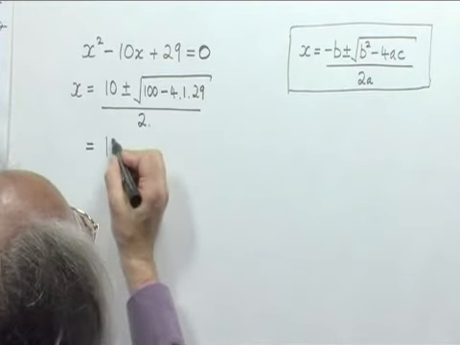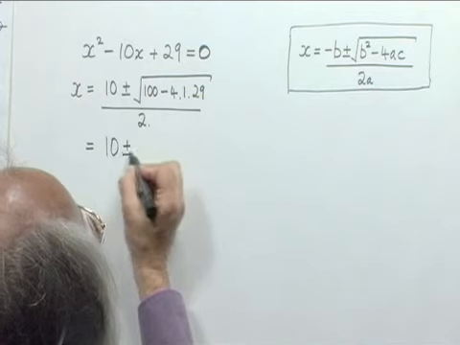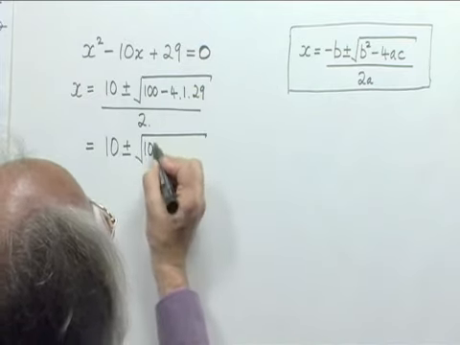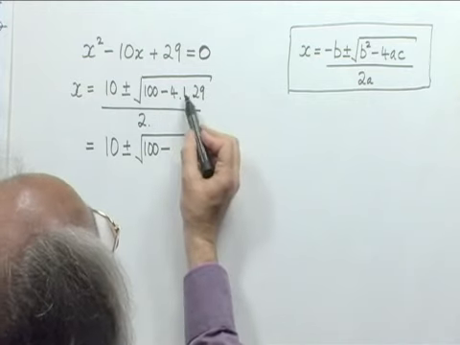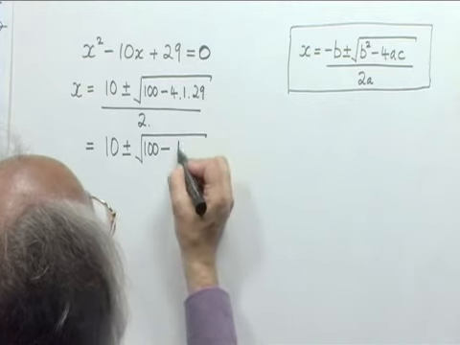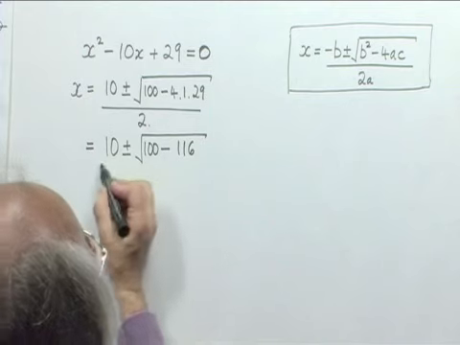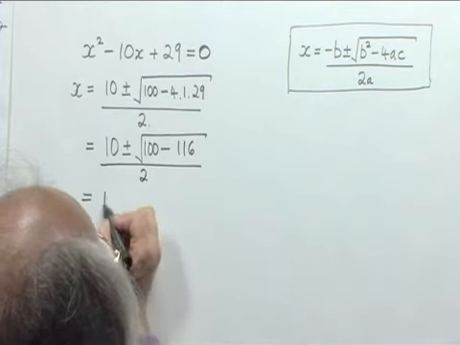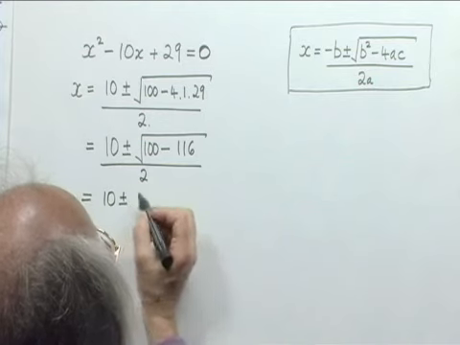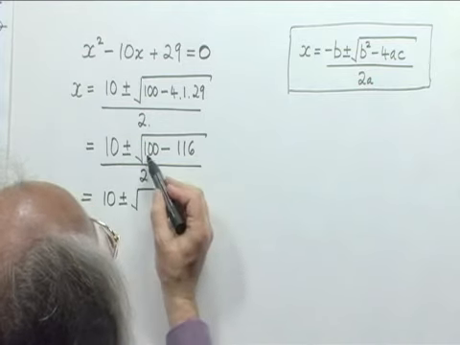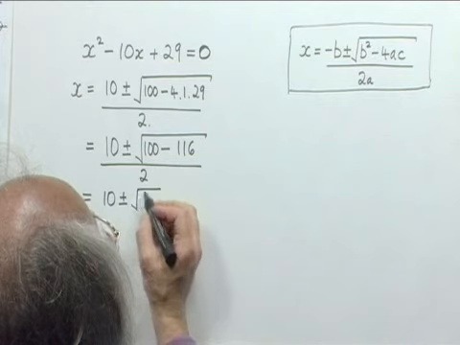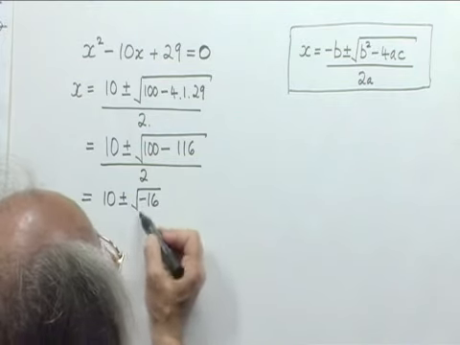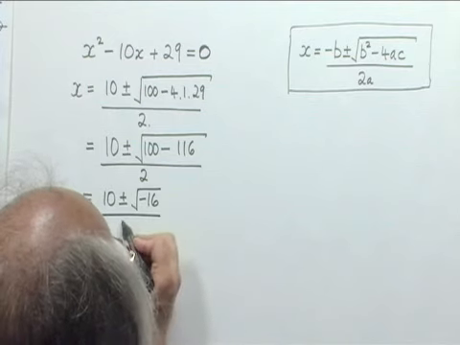Let's tidy up what we've got. We've got 10 plus or minus the square root, and under the square root sign we've got 100, subtract 4 times 1 times 29, which is 116, all divided by 2, which is 10 plus or minus the square root, and 100 minus 116 is minus 16, and you'll see we've got now the square root of a negative number appearing in here, all divided by 2.